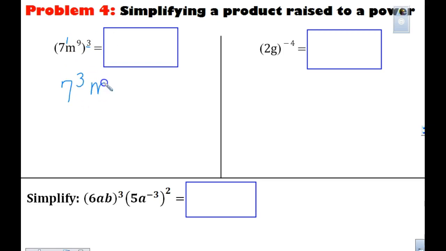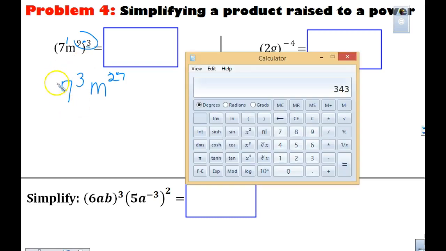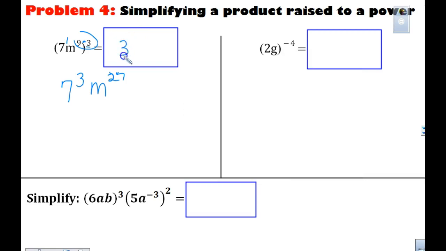3. And then m, we are taking this, and if you need to write down 9 times 3, okay, so 9 times 3, we could just do the multiplication. 9 times 3, which equals 27, okay? I am now going to take my calculator out, and let's do that, please, and take 7 to the third power. To the third power in our calculator, our answer in this case would be 343 m to the 27.